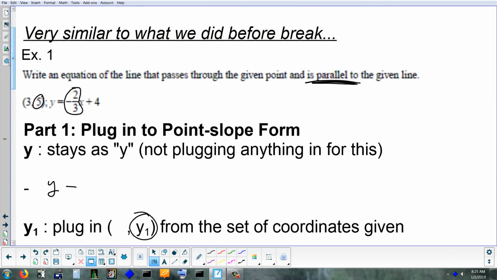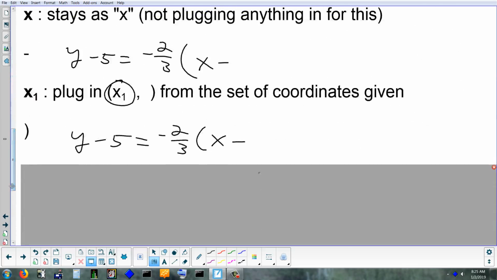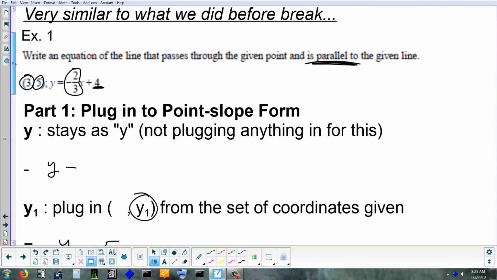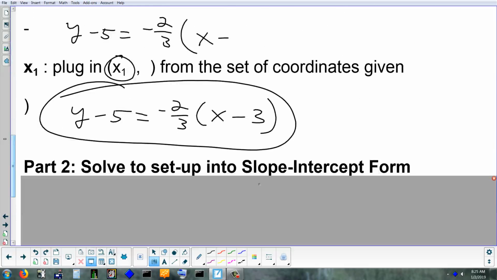I don't agree with the 4. The 4 is something else, but whatever this number is right here, you never even need that number. Would it be 3 then? Yeah, it would be this number. It's the first number in the parentheses from the coordinate that's given. So what was it? 3. And then the last thing is make sure you close the parenthesis. That's the final answer.